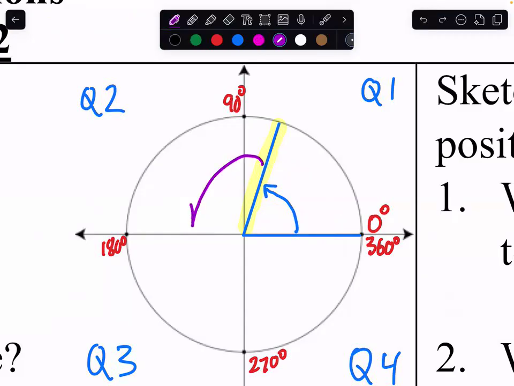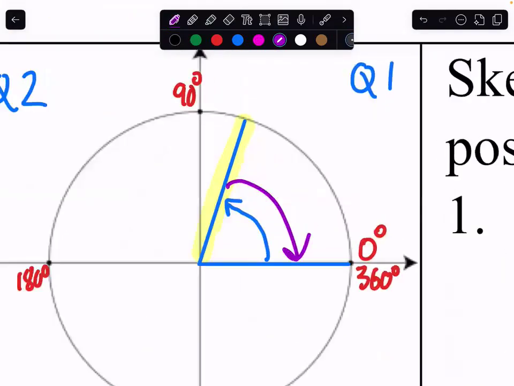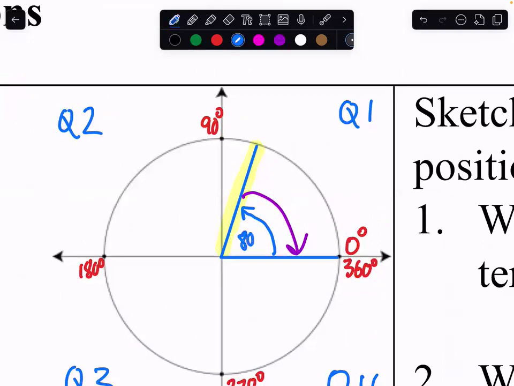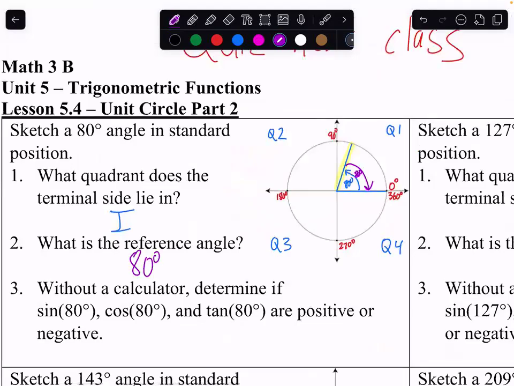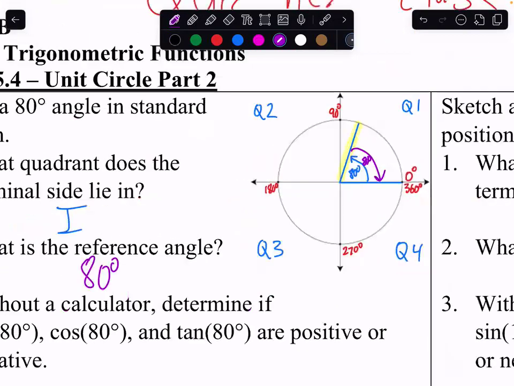If you go forward, you have to go more than a quarter turn: you go this much and then a full quarter turn. On the other hand, if you double back, you go less than a quarter turn. So the reference angle would be to go backwards. If it was 80 degrees forward, the reference angle, the angle to the x-axis, would also be 80 degrees. In this case, the angle and the reference angle are exactly the same.